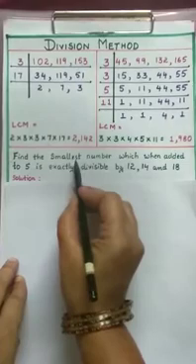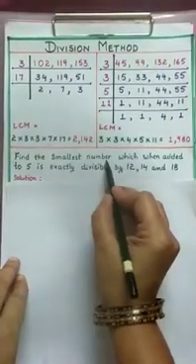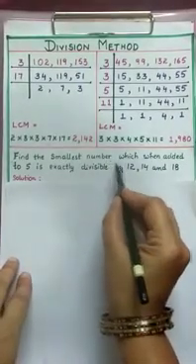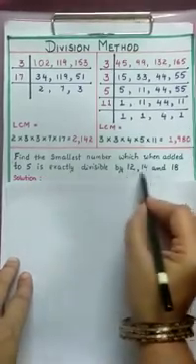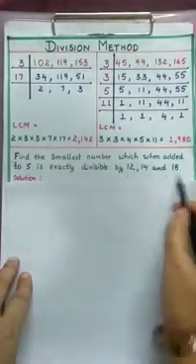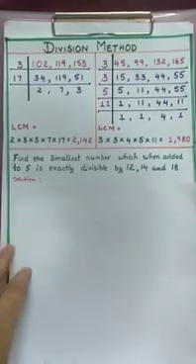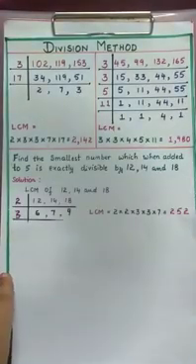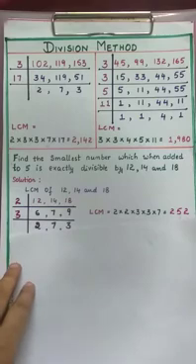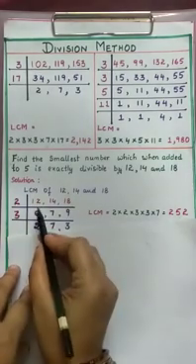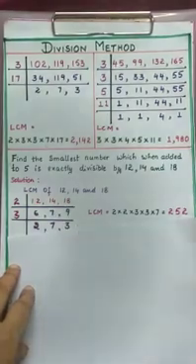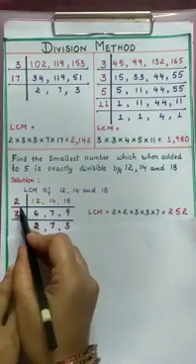Now our question is you have to find a particular number, and if you add that number to 5, the resultant number is exactly divisible by 12, 14 and 18. Now you see the solution here. For that we have to find the LCM of 12, 14 and 18. Here 12, 14, 18, these three are even numbers which are divisible by 2.